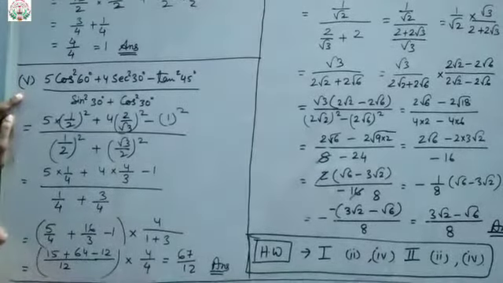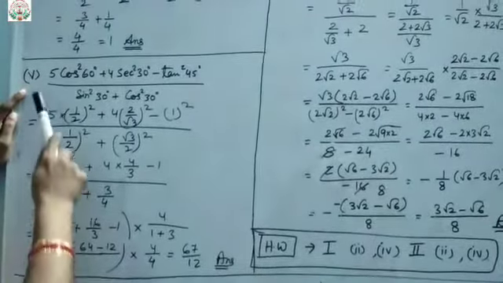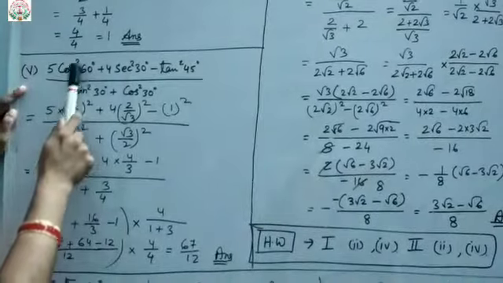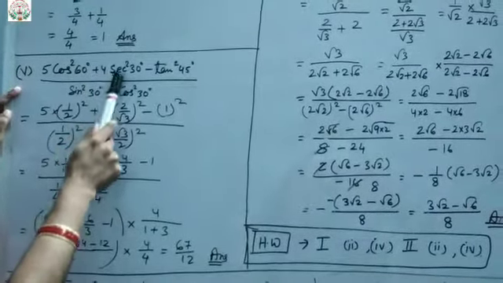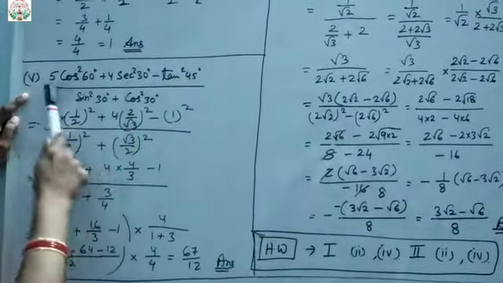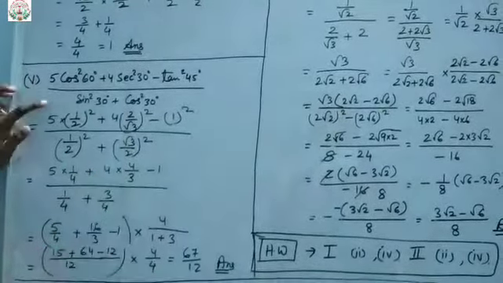Same way, the second and fourth questions will be your homework. Okay. Now see the fifth part. Fifth part of the first one, that is 5 cos square 60 plus 4 sec square 30 degree minus tan square 45 degree upon sin square 30 degree plus cos square 30 degree.